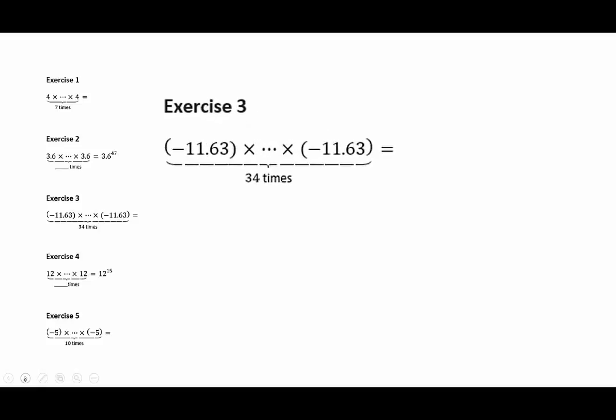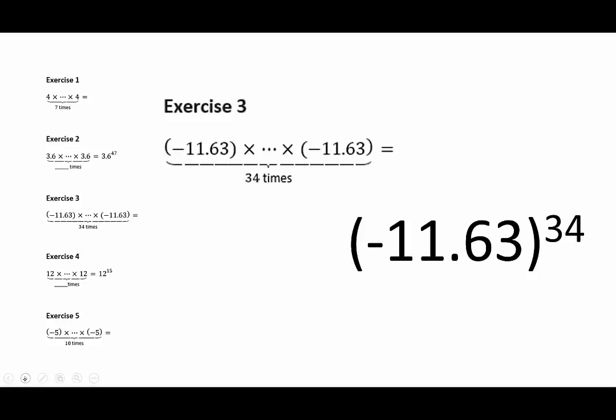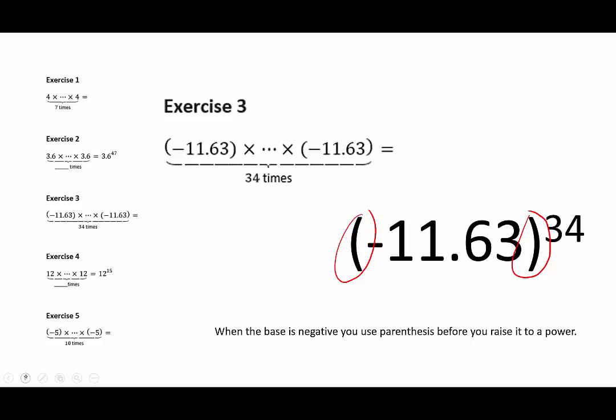In exercise 3, which you should be writing into your notes, we have negative 11.63, 34 times. So how would we write that? Our base would be negative 11.63, and it would be raised to the 34th power. You should notice that we have these parentheses on the outside of the number. When the number is negative, it's going to require these parentheses if the base is negative.